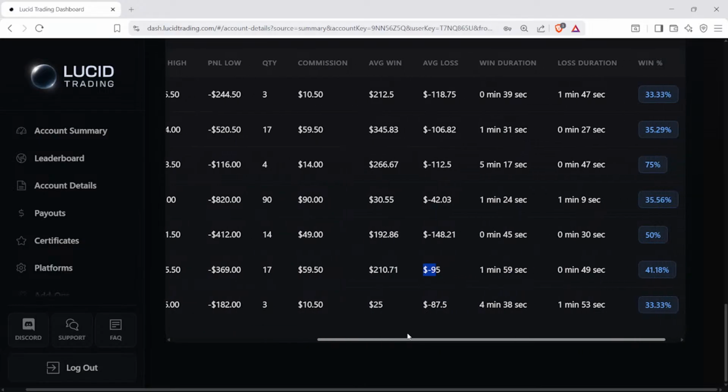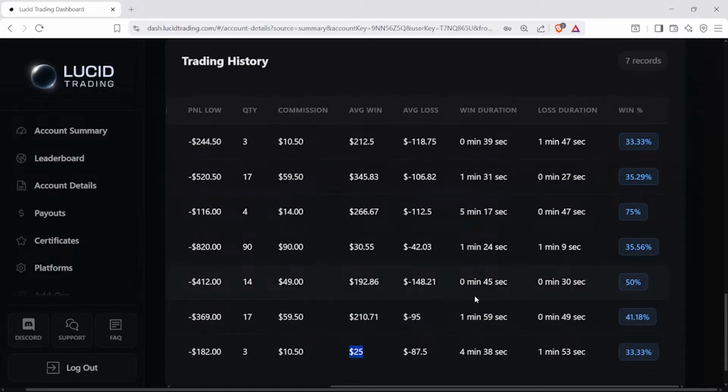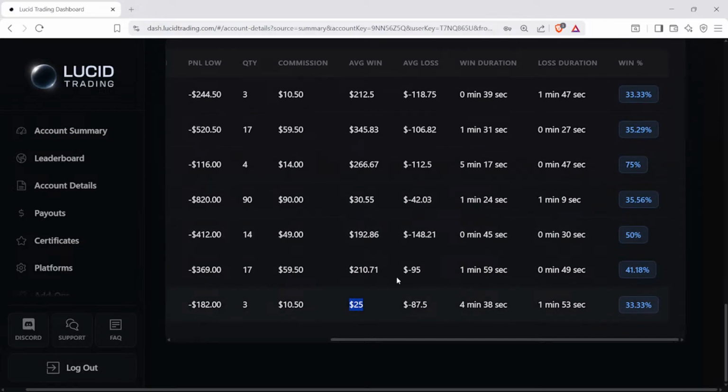the first day, my average win was 25. My average loss was 87. That's no good. With a 33% win rate, I will never pass, and I would blow accounts with a 33% win rate and average win 25. This should be flipped. I should be averaging win 87 and average loss 25 with a 33% win rate, but that didn't happen that way.